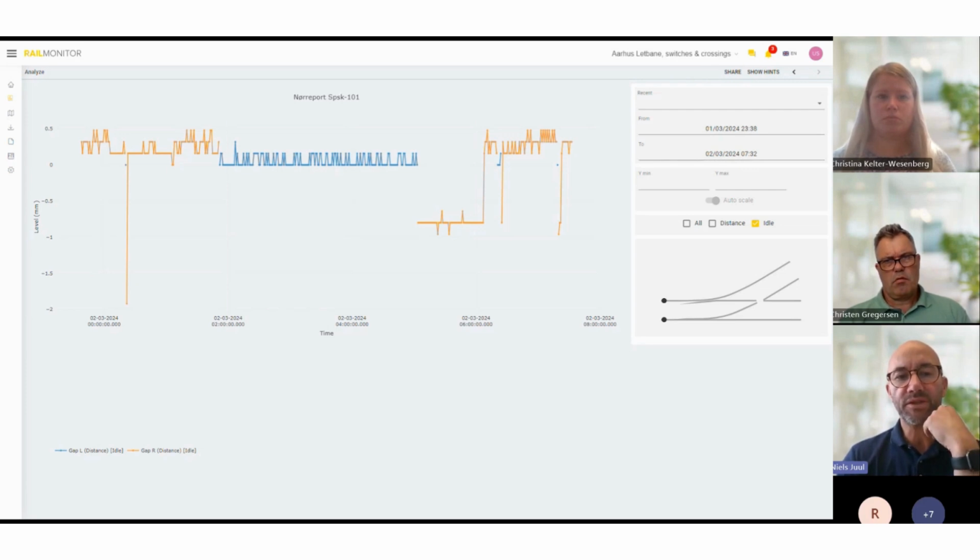But what we have discovered is that the blade sometimes, or the point machine sometimes leaves the blade in an odd position after a movement. So you should now see this blue line here. This is the position in the left gap. So here the blade is in the left side, and the gap between the stock rail and the switch rail is approximately 0 millimeter.